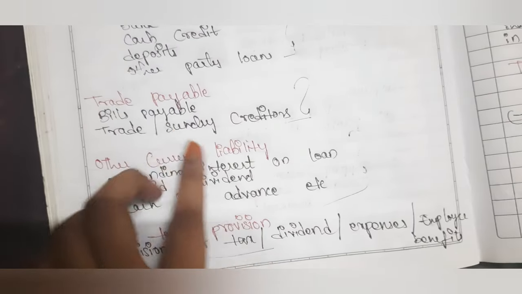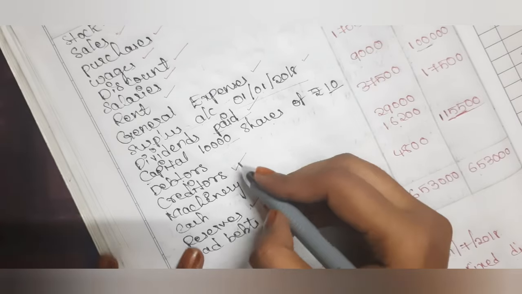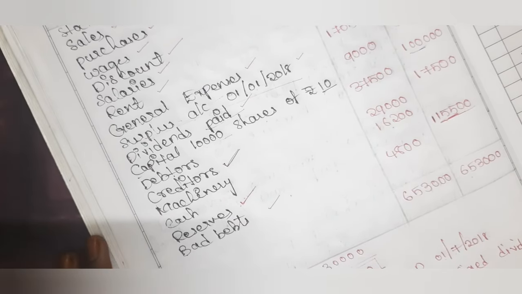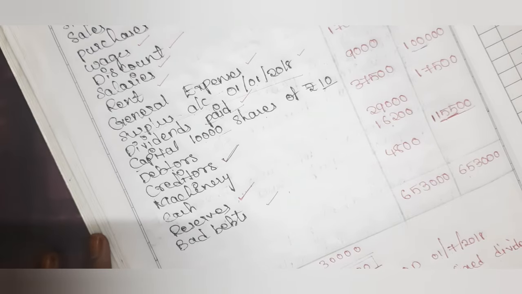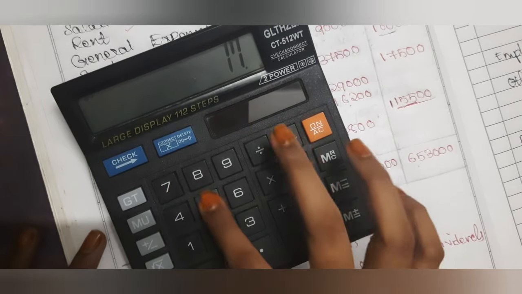No, we don't have. Do we have trade payables like bills payable, sundry creditors or trade? Yes, we have creditors, right? So what we need to do? We need to take the creditors amount, which is 17,500. Right here, under trade payables write creditors. Creditors, how much is the amount? The amount is 17,500.